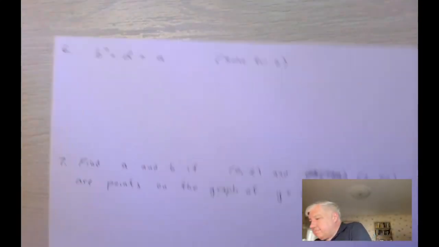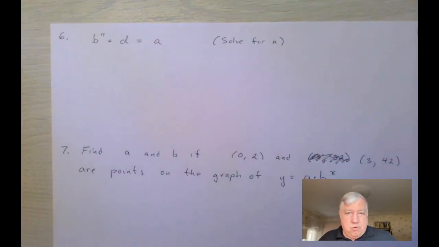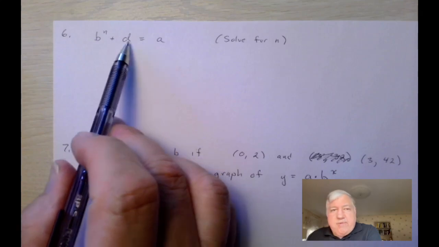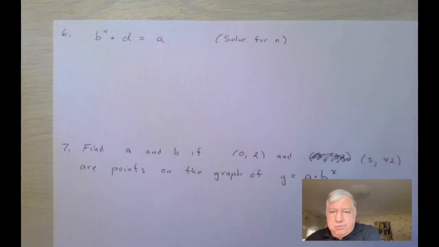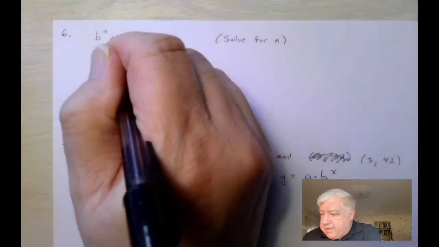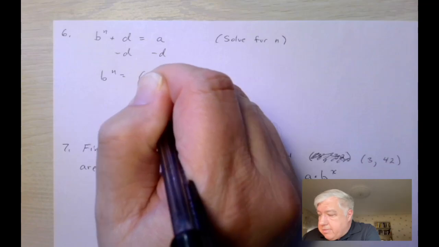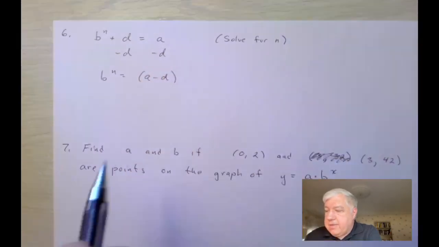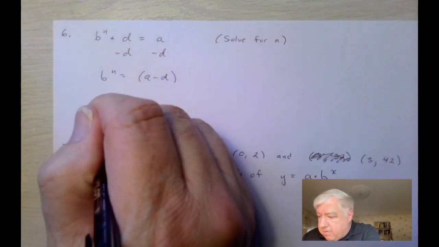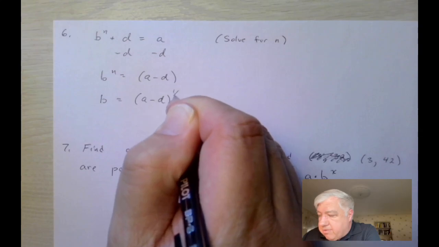Then in the next example, like number 6 that you might see on your homework, when you're trying to solve for n, maybe we don't have values for a and d, but we can still do the same operations. We'd like to isolate this b to the n, so we'll subtract d from both sides, whatever it is. So we'll get a minus d. And then we can raise both sides to the 1 over nth power. So b is going to be a minus d to the 1 over n.